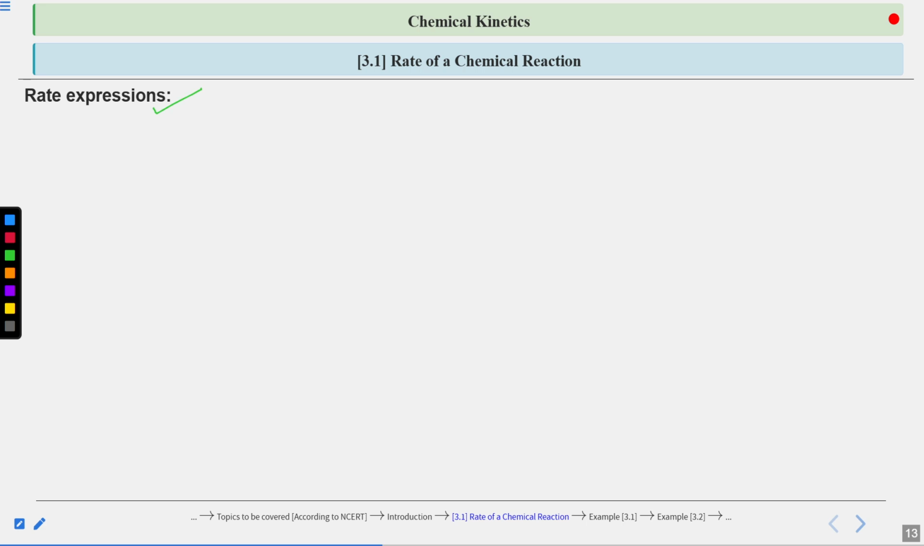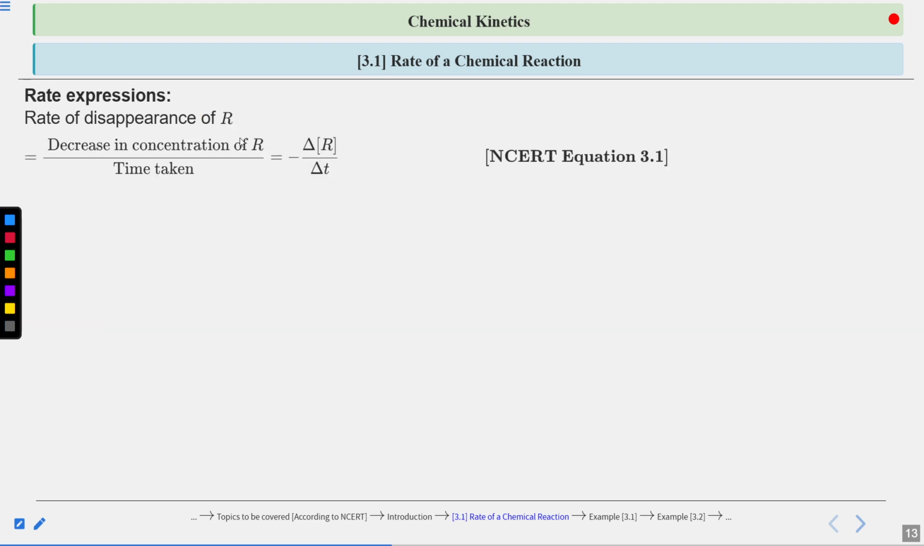Now let's talk about the rate expressions. The rate of disappearance of reactant. If reactant is becoming product, that means reactant concentration is decreasing and product concentration is increasing. That means reactant is disappearing and product is appearing, right? So the rate of disappearance of reactant, or you can say the rate of decrease in concentration of reactant, will be equal to the decrease in concentration of reactant divided by the time taken. The rate will be equal to the concentration change divided by the time change, or time taken in this process.